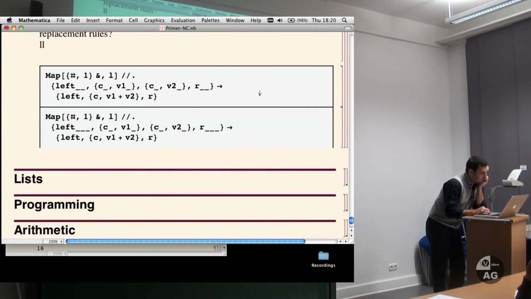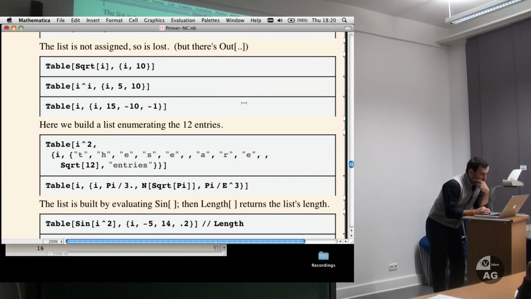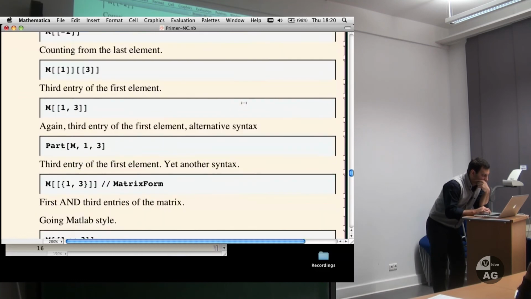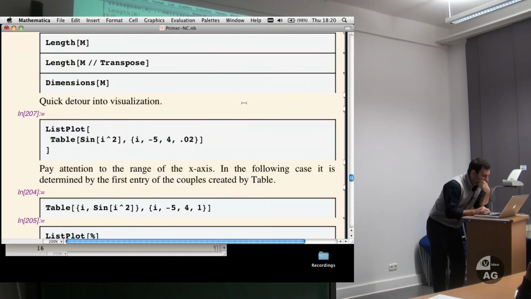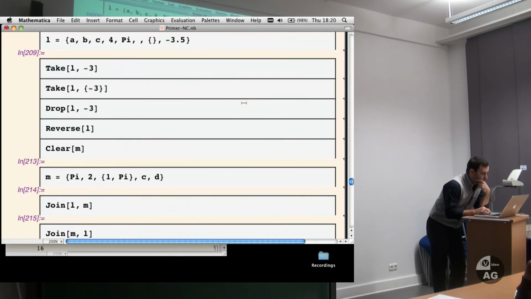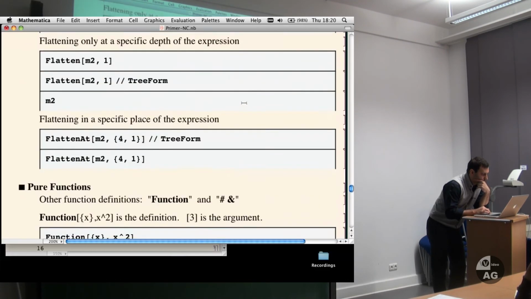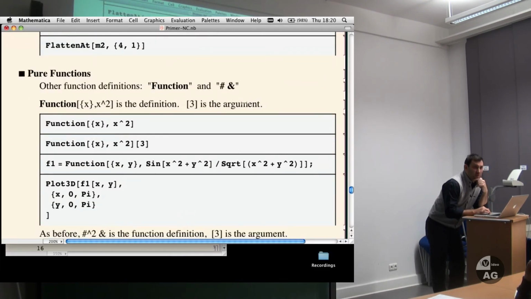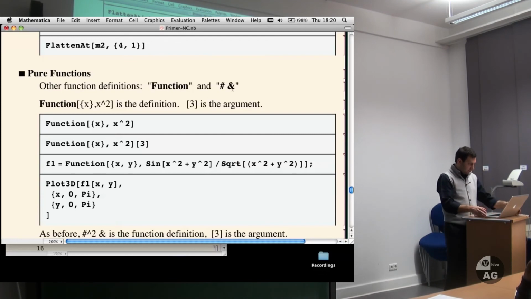So we have 10 more minutes. Visualization. No. Functions or visualizations? Functions? Functions. Okay. So we have 10 minutes of more functions.